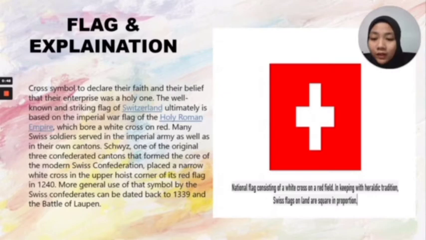Schwyz, one of the original three Confederate cantons that formed the core of the modern Swiss Confederation, placed a narrow white cross in the upper hoist corner of its red flag in 1240. More general use of the symbol by the Swiss Confederates can be dated back to 1339 and the Battle of Laupen.